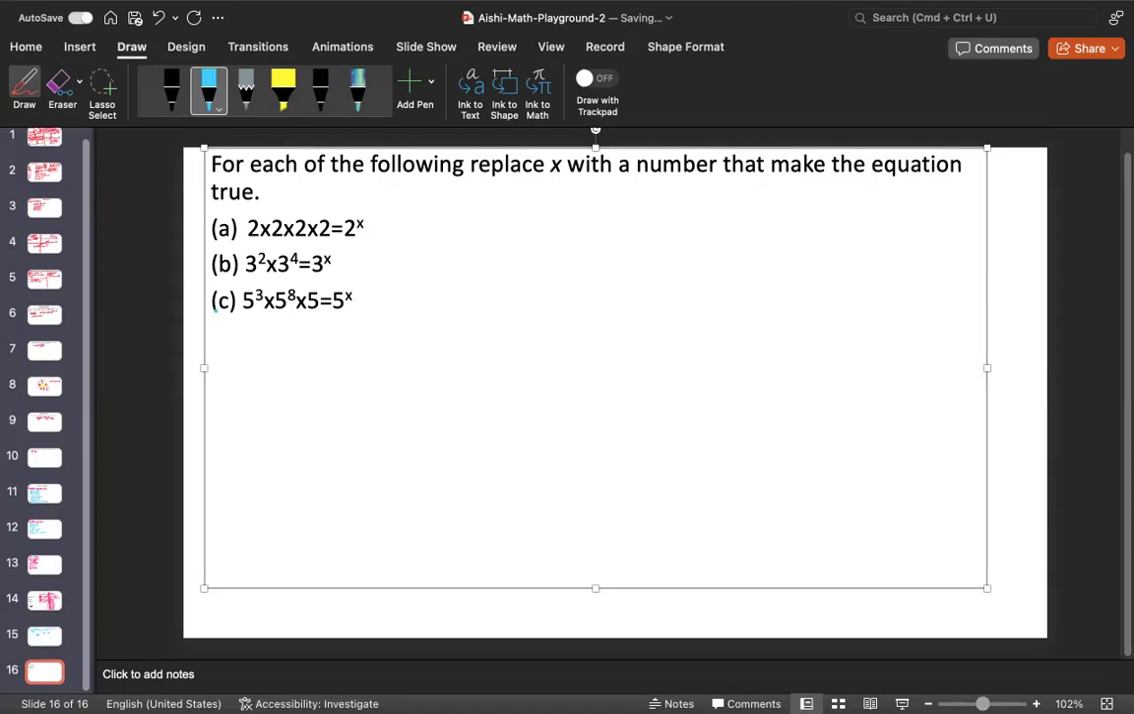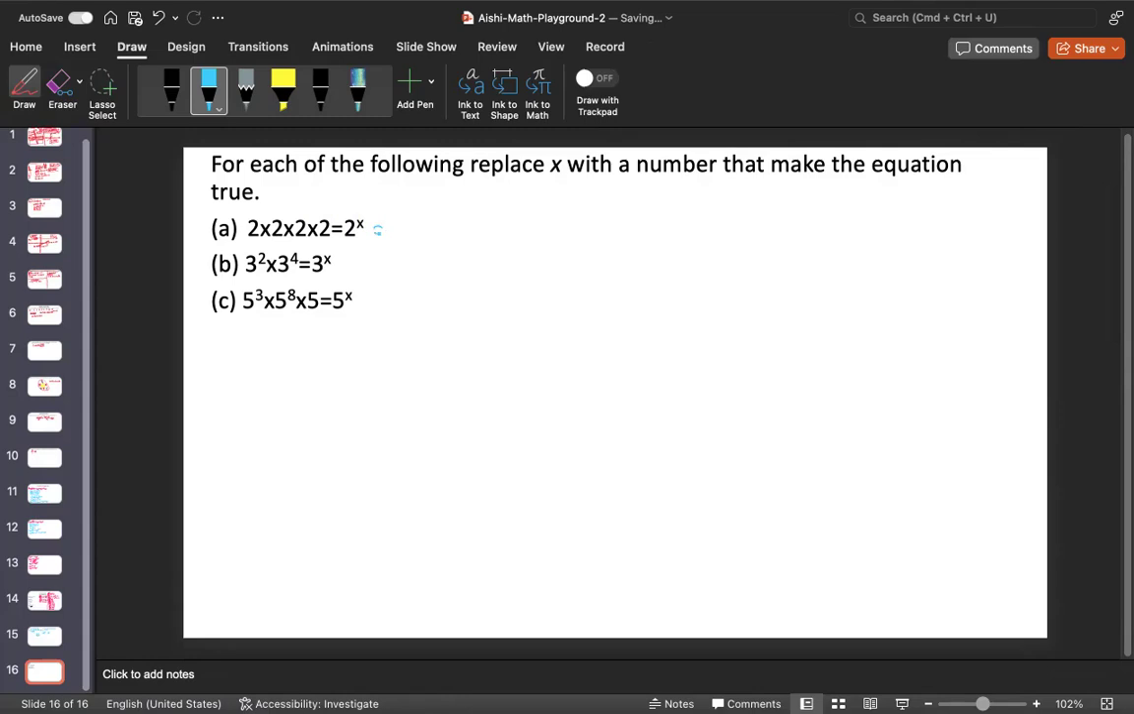Okay, now let's do our next one. So for each of the following, replace x with a number that makes the equation true. So A is 2 times 2 times 2 times 2 is equal to 2 to the power x. And that would be 2 to the power 4.